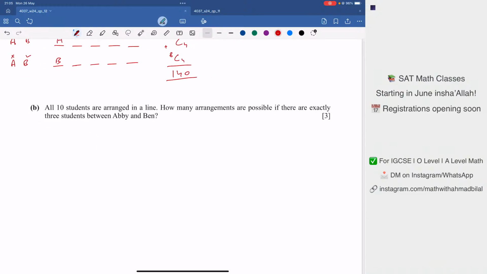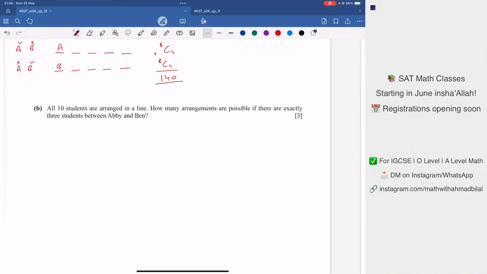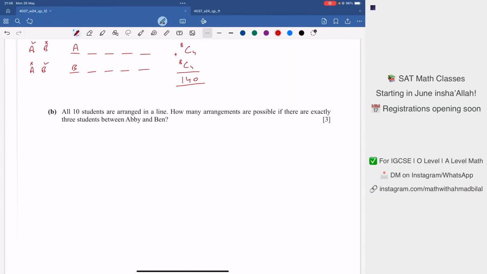Now it says all 10 students are arranged in a line. So now we're talking about arrangement, that's permutation. How many arrangements are possible if there are exactly 3 students between Abby and Ben? Okay, now that's another type of question that you will see in recent papers now. There are exactly 3 students between Abby and Ben. How do you think about this?